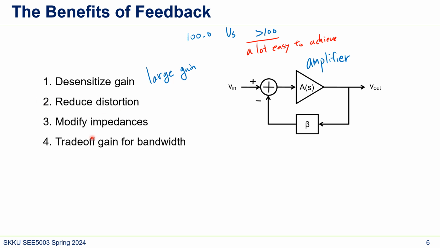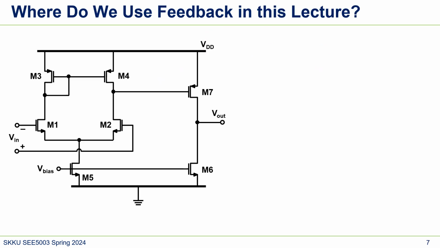And then reduce distortion. They can suppress the signal distortion when they amplify it. And also we can modify impedances, and also we can trade off gain for bandwidth. It means that if you want to use this amplifier in this format, we can increase the bandwidth of this amplifier, but also sacrifice gain. In analog circuit wise, especially in this lecture, this would be a very good example of feedback. We will cover it in the next lecture.